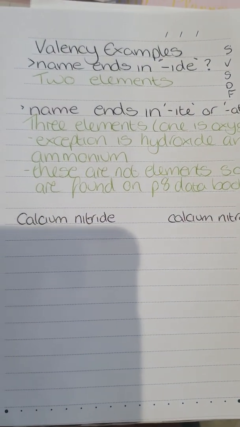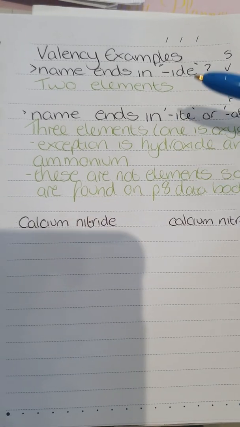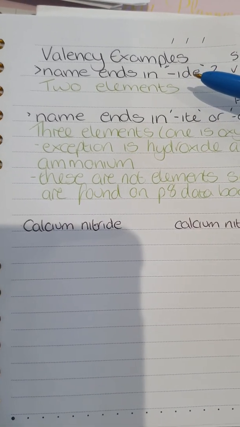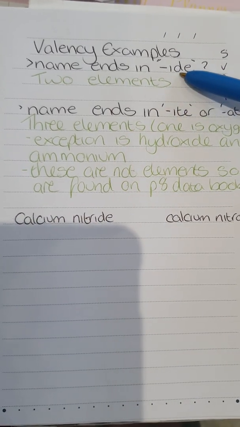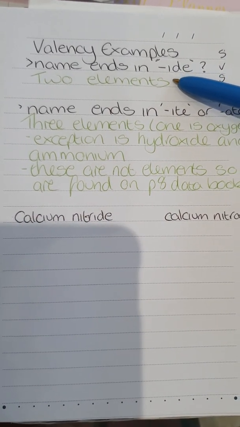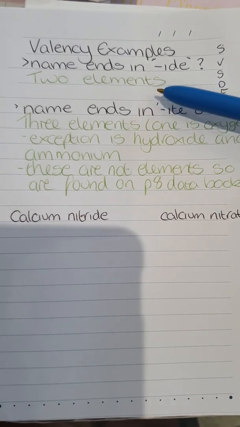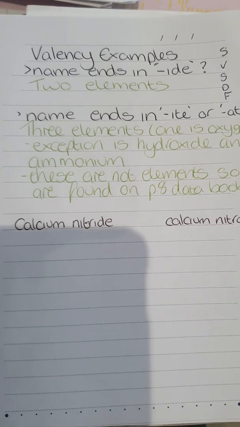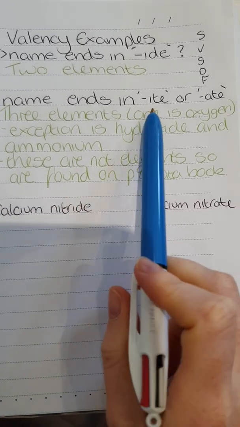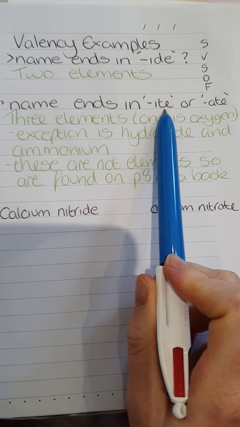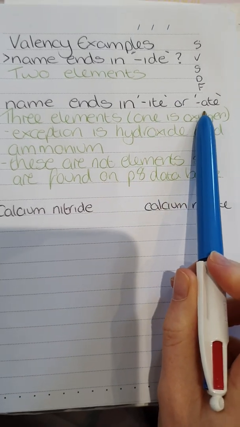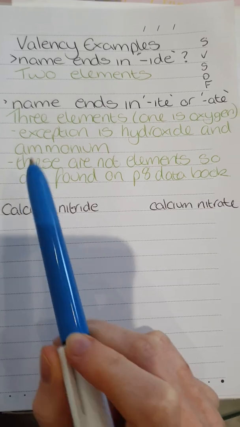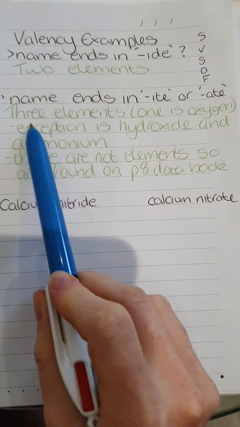So you've seen that before, but there's an extra rule now. If the name of the chemical ends in IDE, so that D is important, there's only two elements, and that is exactly what you've been doing so far. So you did that last week. But the new rule this year is if it ends in ITE or ATE, so that one letter difference will change it. So here's the extra information.